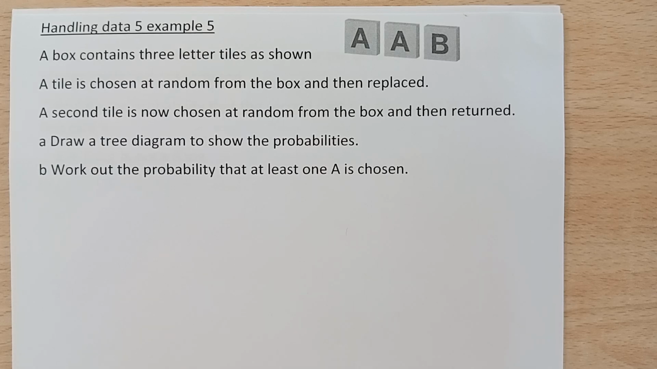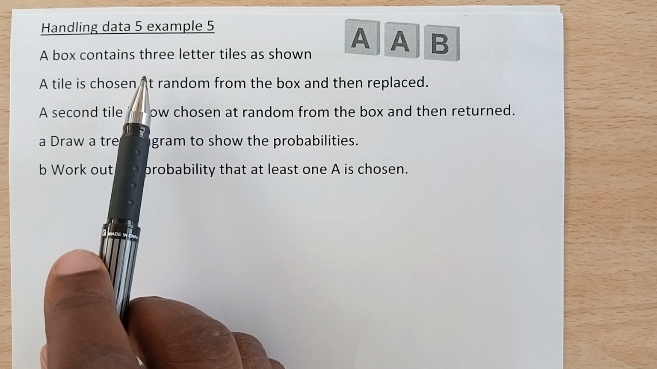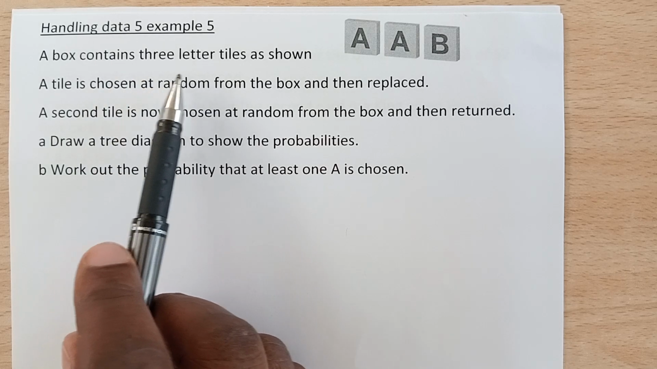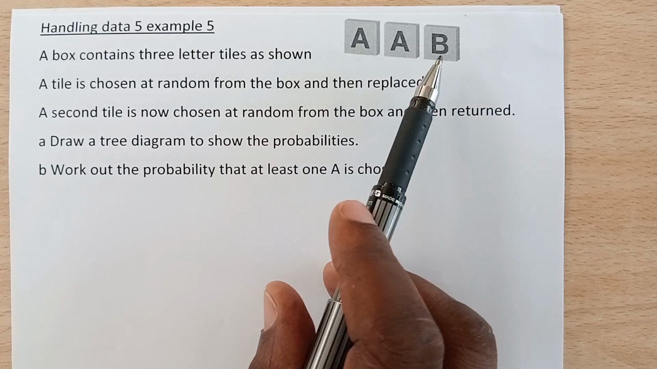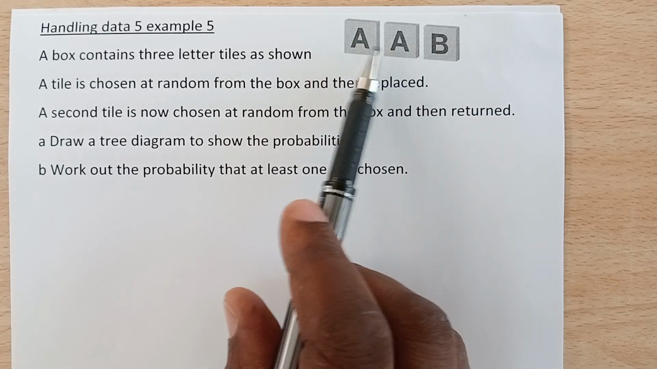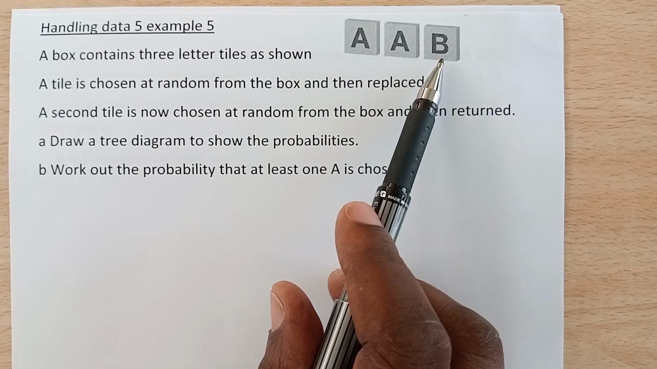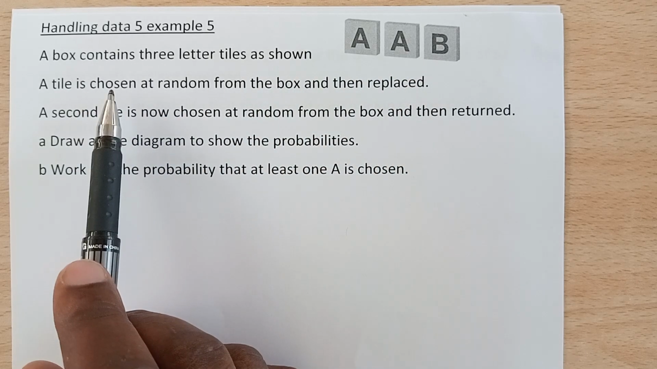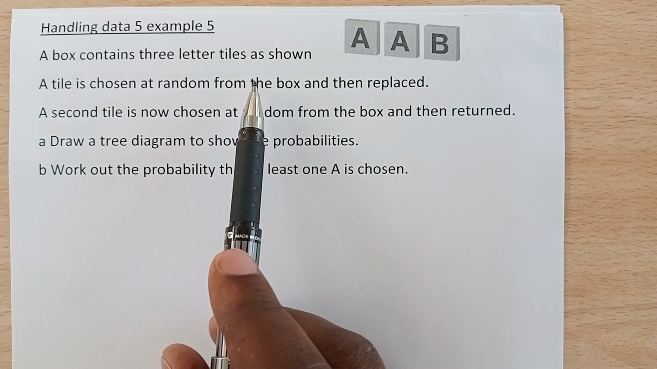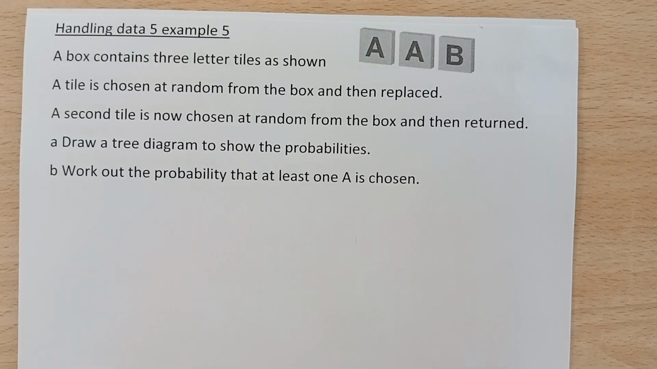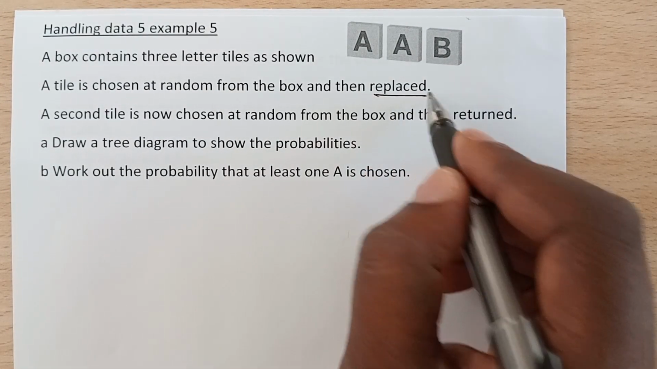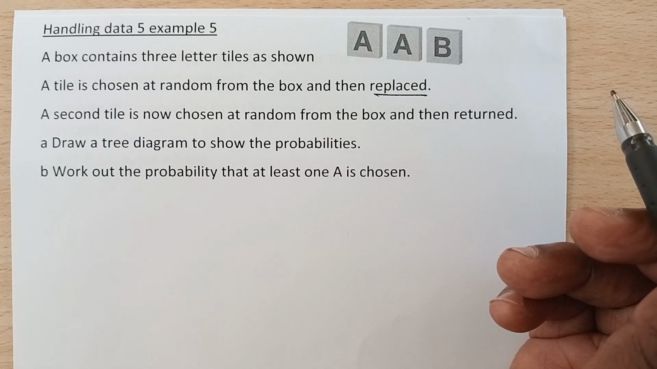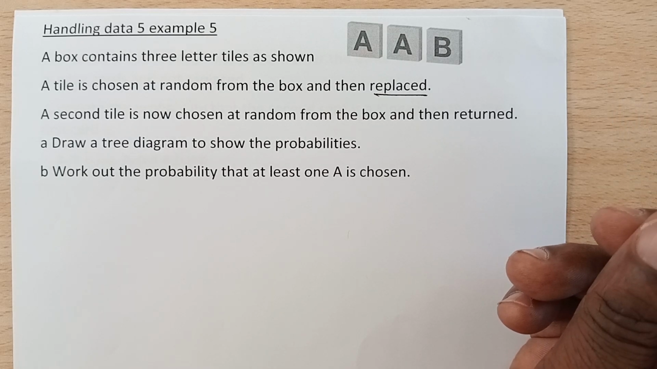And in this video we explain example 5 of handling data 5. And we are told that a box contains 3 letter tiles as shown. We have 2 tiles showing letter A and 1 tile showing letter B. A tile is chosen at random from the box and then replaced. This is a keyword in this question, replaced, and I'll explain. A second tile is now chosen at random from the box and then returned.